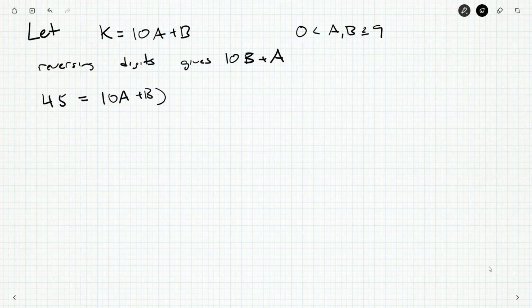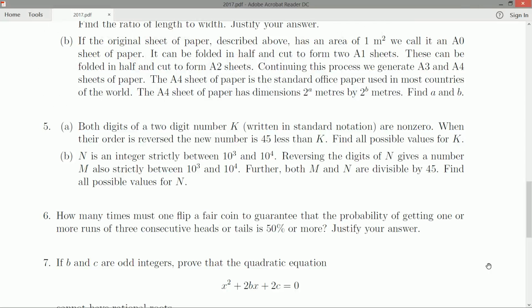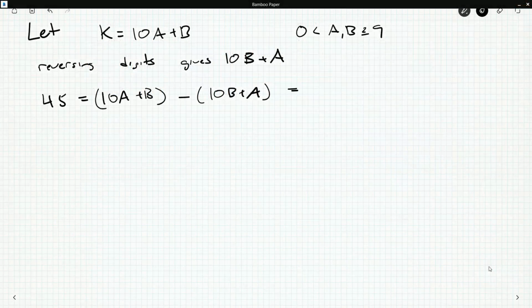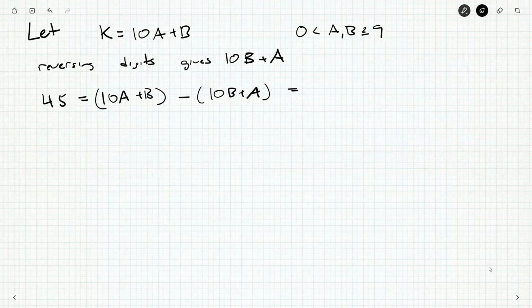And I think it was k minus the reversed order, but let's double check that before we keep going. 45 less than k, all right. But now, 10a minus a, we get 9a, and then b minus 10b, we get minus 9b. We get 9 times a minus b. Dividing by 9 on both sides, we see 5 is a minus b.